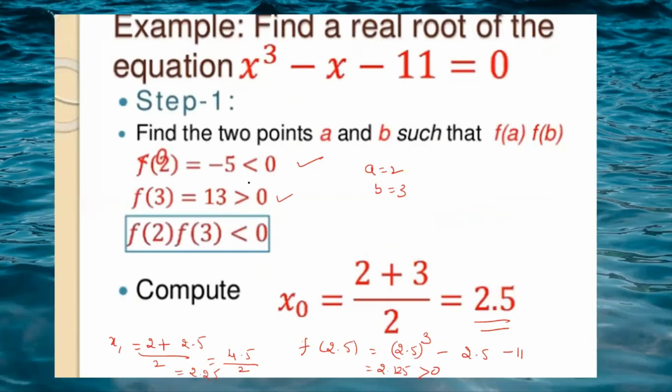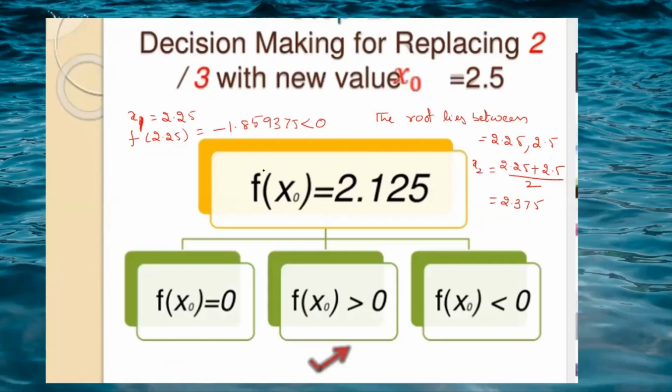First, you have chosen two values, 2 and 3. Bisect it, you got 2.5. Find out f of 2.5, you got a positive value. The root always lies between a negative and a positive value. So 2 plus 2.5 by 2, that is 2.25. Next, find f of 2.25, that is negative, less than 0. So the root lies between 2.25 and 2.5, that is 2.375.